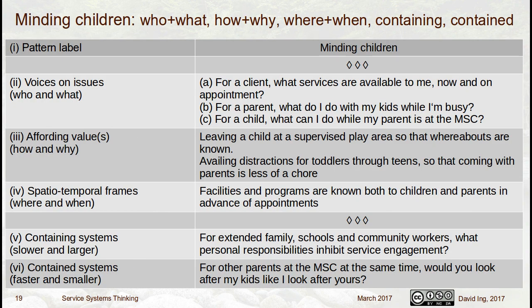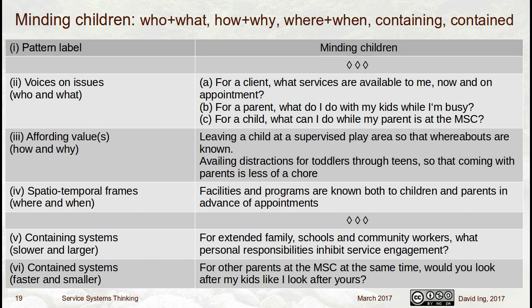We have the pattern label. We have voices on issues. Who and what? Now, this is the primary thing I think we should be thinking about: when you're doing services, who is that service for, and what is it all about? What is it you're providing as a service? Okay. Secondly, the affording values. When I say affording, you can afford the feature, the doorknob, right? Or the value, which is the door open.